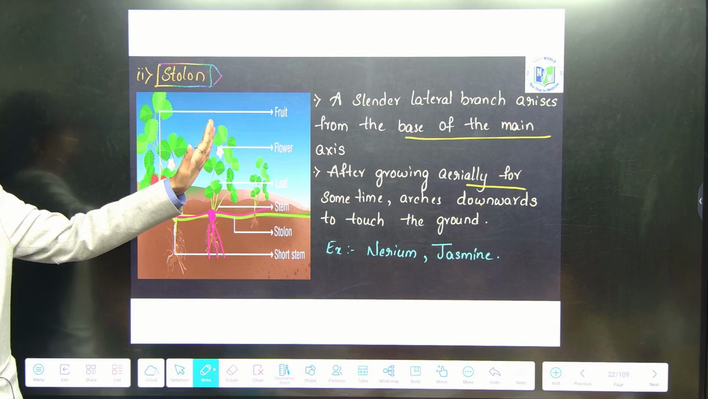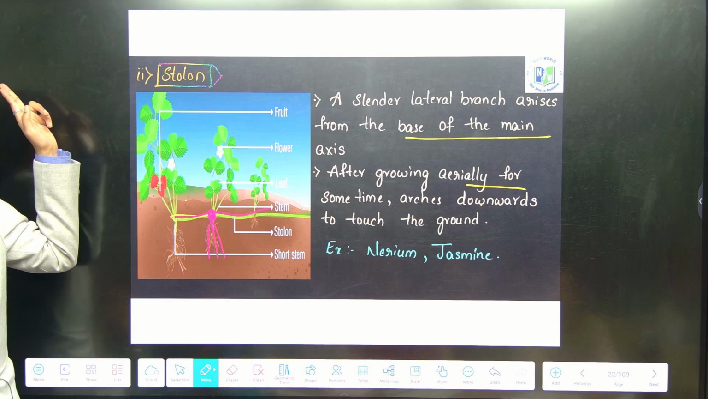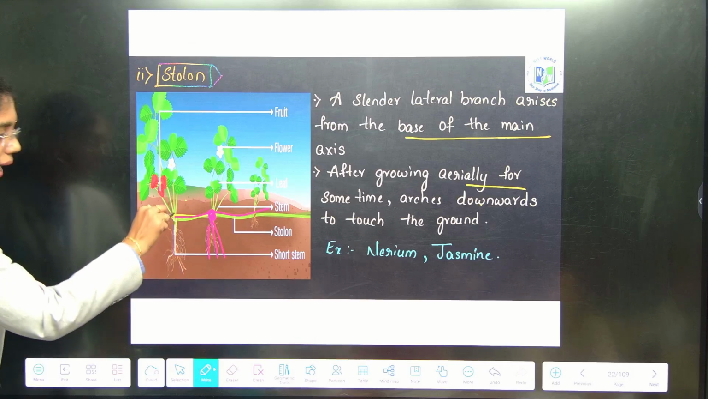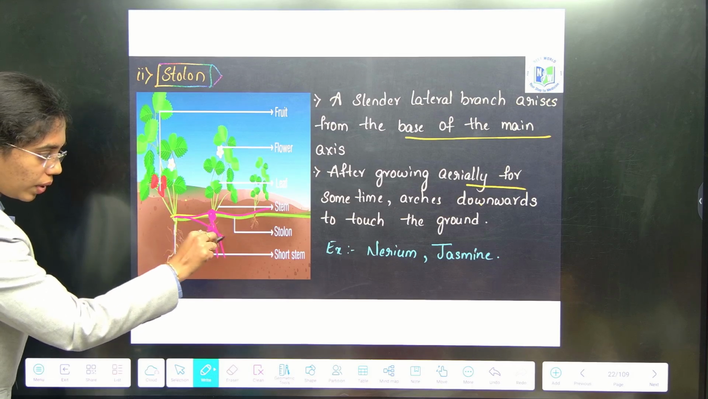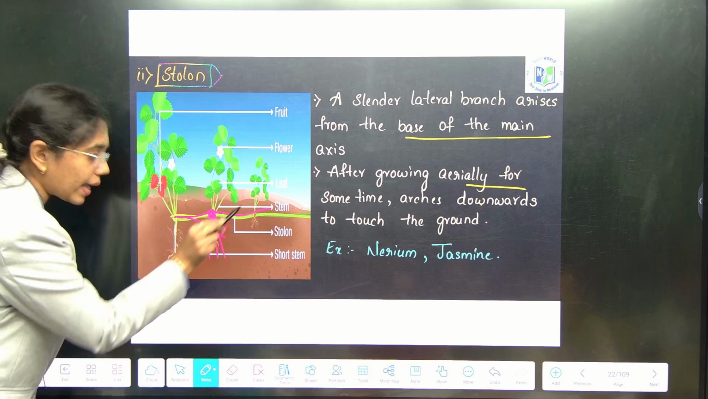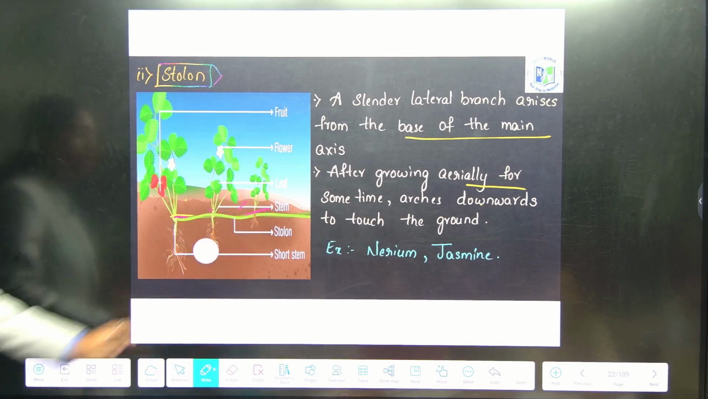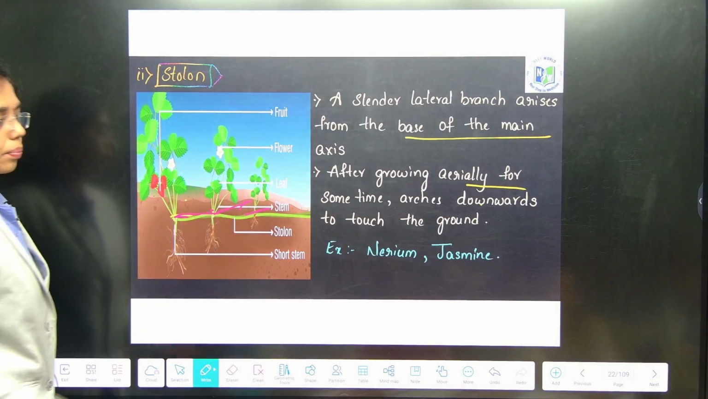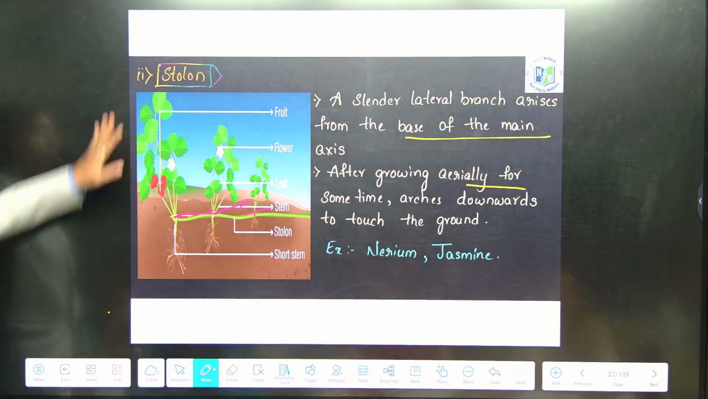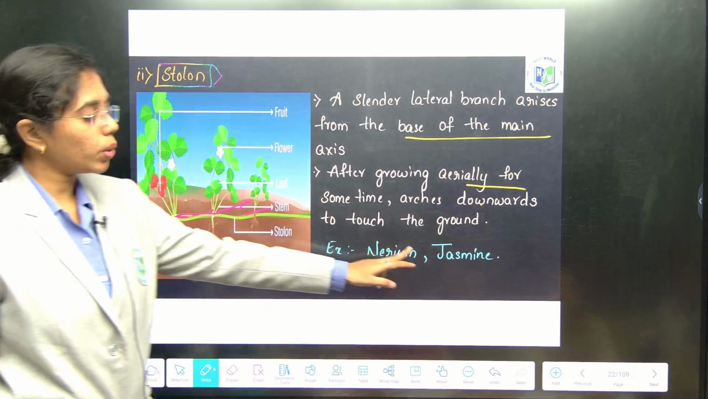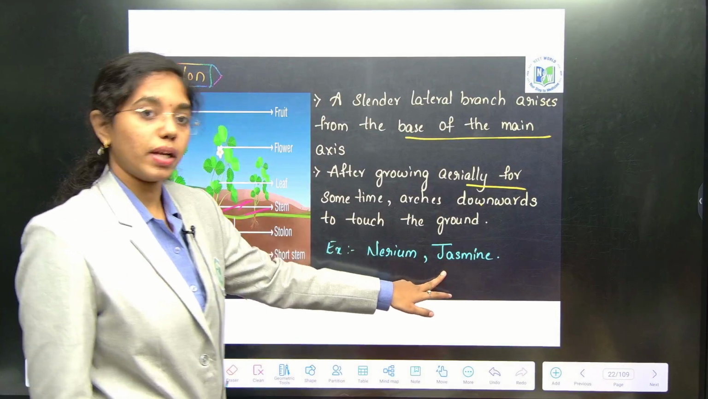Remember one thing, this is growing horizontal, touching the ground, but it is not going underground and again obliquely upwards. That is for sucker. In sucker what happens, the lateral branch will grow downwards, deeper into the soil, and again it rises obliquely upwards. But here it just touches the ground and rises up. Got it? That is about what? Stolon. Examples include what? Nerium and jasmine. Runner examples?